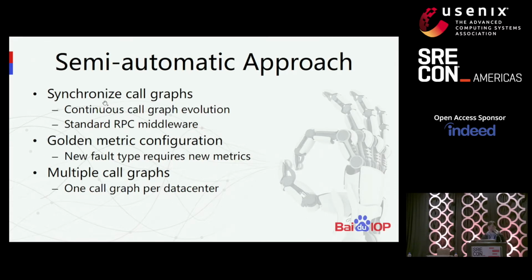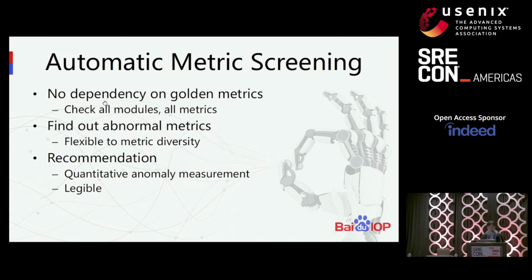This is because many of our faults actually happen inside one data center. So they have to look at the call graph for each different data center in order to find out which module is the root cause. So this motivates us to build an automatic metric scaling tool.